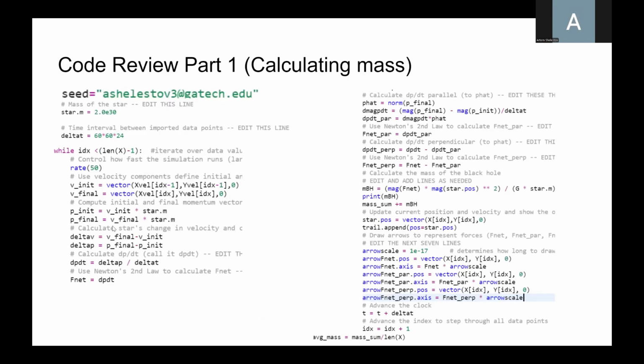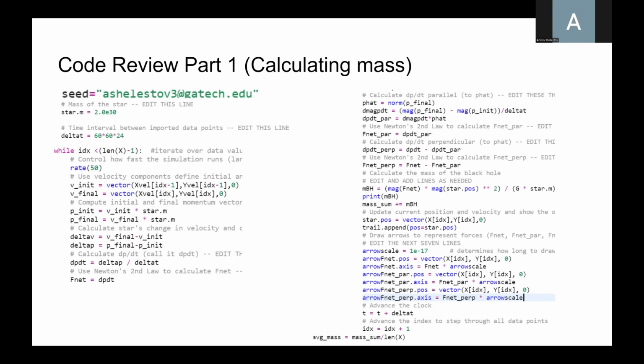So in part 1, firstly I changed the seed, then I inputted the mass of the star and delta t, and then I used the fact that momentum is speed times mass to find the initial and final momentum, and find the delta v and delta p as the final minus initial value of each of them. dp/dt is just the change in momentum divided by the change in time. F net is dp/dt according to Newton's second law.